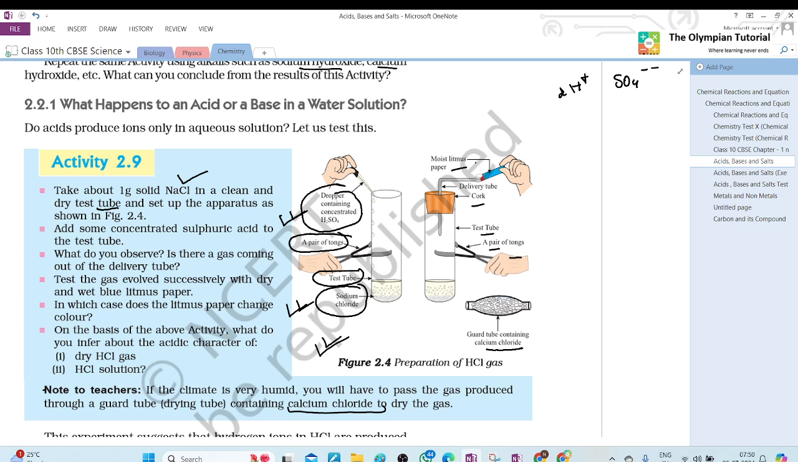So here hydrogen chloride gas is coming after the reaction of NaCl and H2SO4. If the gas is dry, what will be the change? Means, will the litmus paper change or not? And if the litmus paper is moist, then what will be the reaction? Can you explain?